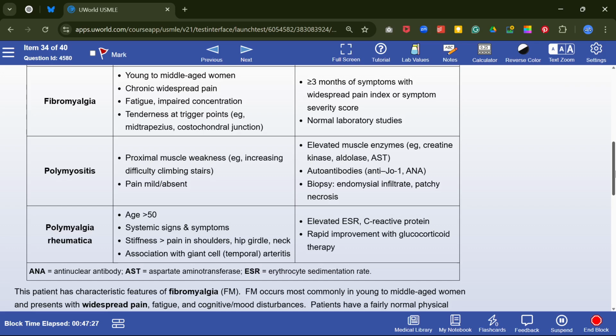endomysial infiltrate, patchy necrosis. Polymyalgia rheumatica: age more than 50, systemic signs and symptoms, stiffness more than pain in shoulders, hip girdle, neck, association with giant cell arteritis, elevated ESR, CRP, rapid improvement with glucocorticoid therapy.